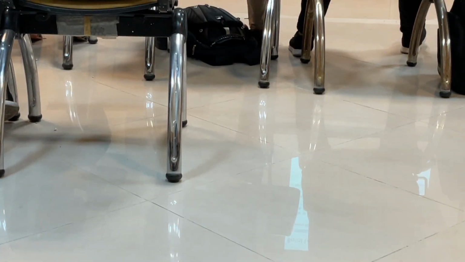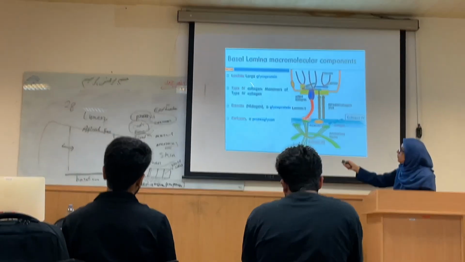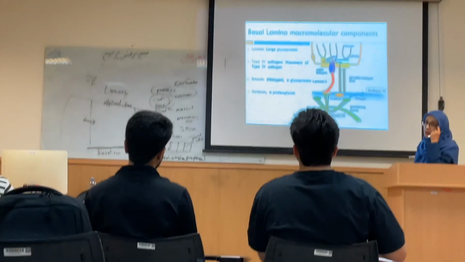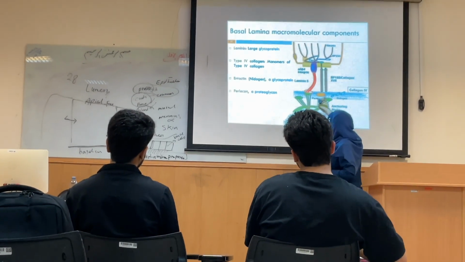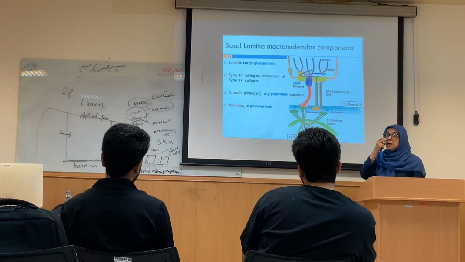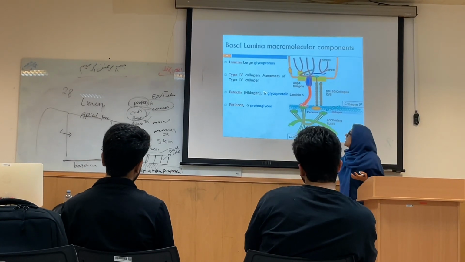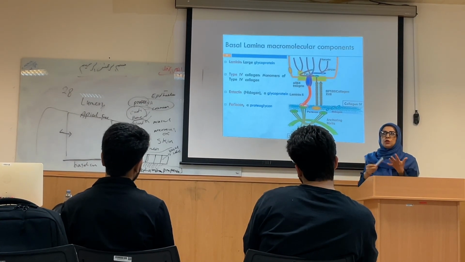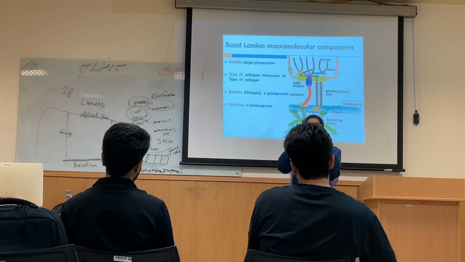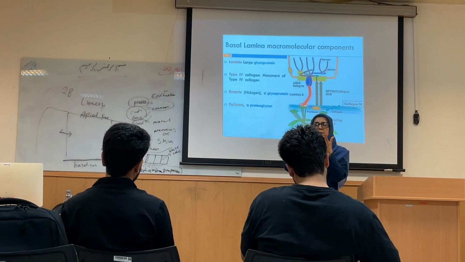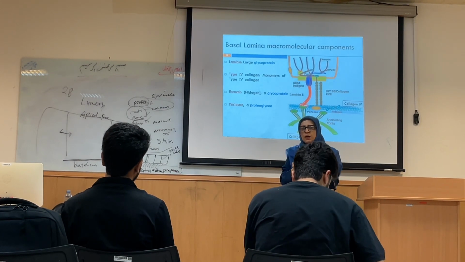You can see their names, and you don't need to memorize them. Just remember this one, because it's very, very important. Type 4 forms a network, as you can schematically see here in the basal lamina. The basal lamina also includes macromolecules. Macromolecules are proteins, lipids, carbohydrates, and combinations of these. For example, glycoproteins are a combination of carbohydrate and protein.